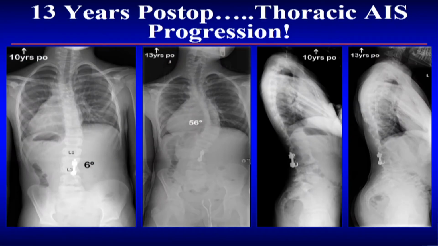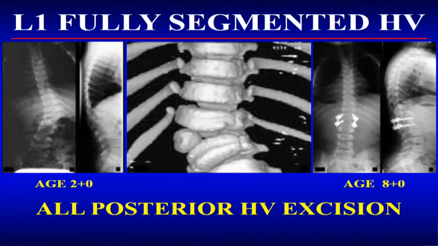However, this is a reminder we must always continue to follow these patients. 3 years following this, and 13 years post-op, he had malignant progression of an idiopathic curve in the thoracic spine and ultimately required surgical fusion. So we always must follow these patients all the way through skeletal maturity.